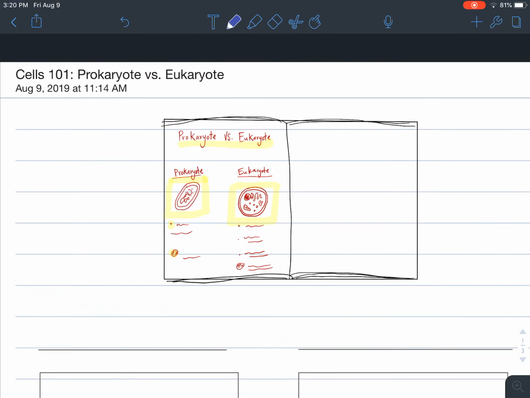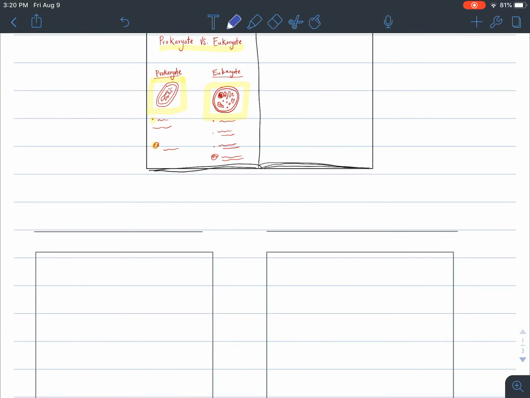All right, so to begin here, like I said, you need to divide your page. The left side of my page is going to be prokaryotic or prokaryote. And on the right side is where I will draw and label and identify the parts of a eukaryote.